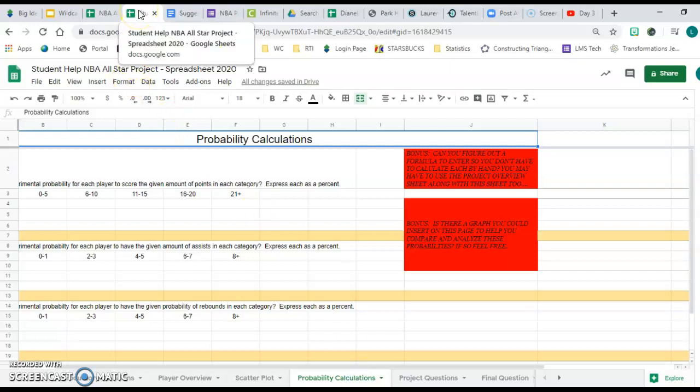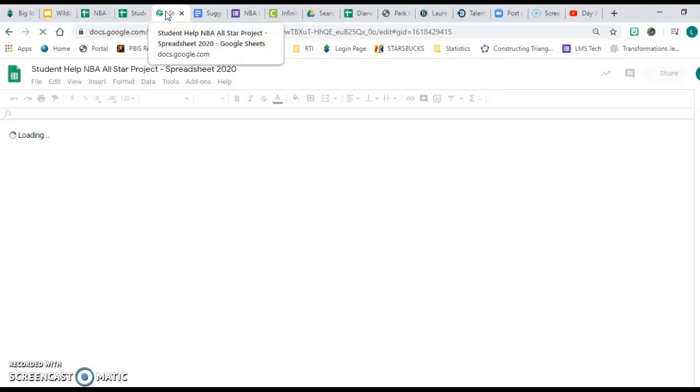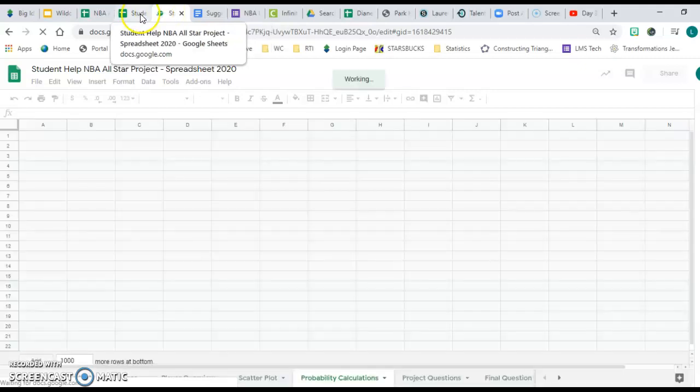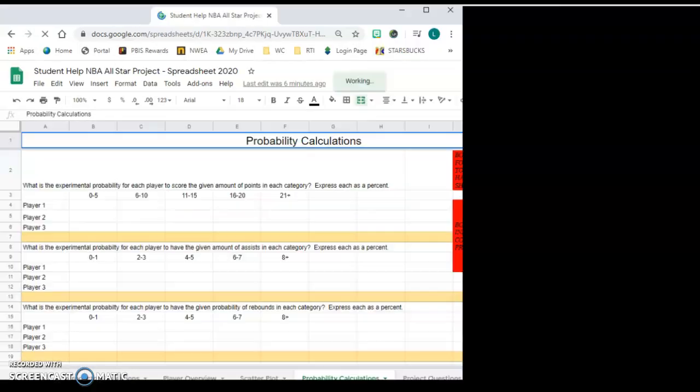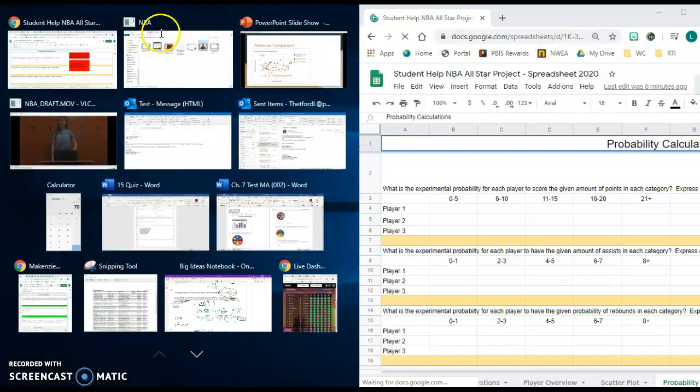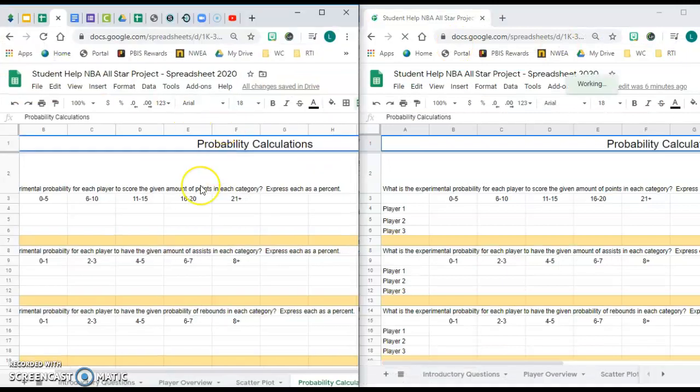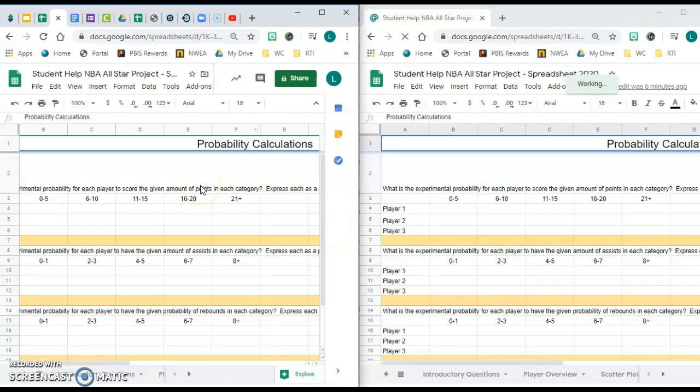So what I would do, and this is just over the years of doing this project, I found this to be a lot easier. You're going to go up to the top of your tab and hit duplicate. Once it loads, you are going to split your screen. And now you have your project open twice.